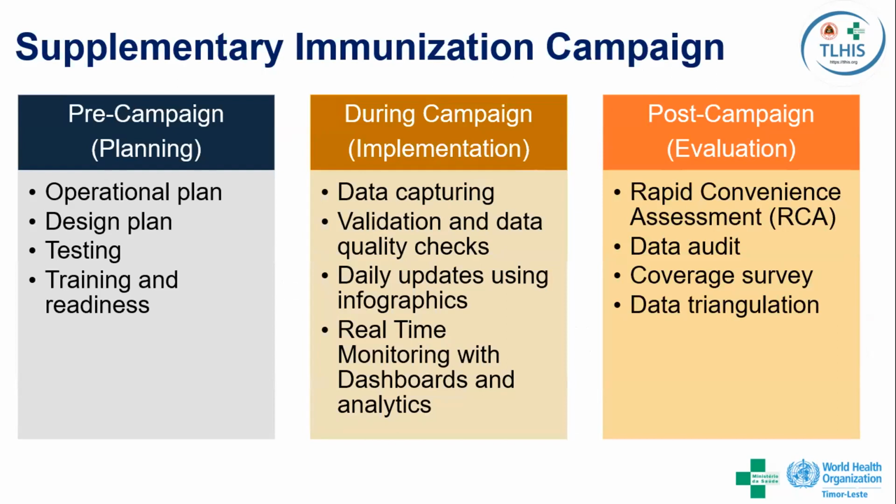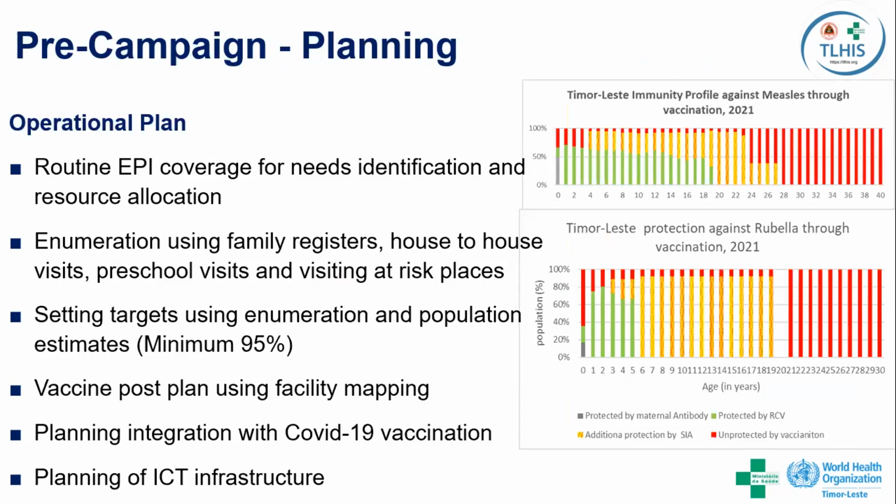This is an outline of how we used the system for this supplementary immunization campaign. We had pre-campaign planning, where we did operation plan designing, testing, and training. Then during the campaign, we used DHIS2 for data capturing, then validation and improving data quality, then sending daily updates and conducting real-time monitoring. Post-campaign, we also used TLHIS a lot: one is the rapid convenience assessment, then the data audit and a coverage survey, which made data triangulation possible.